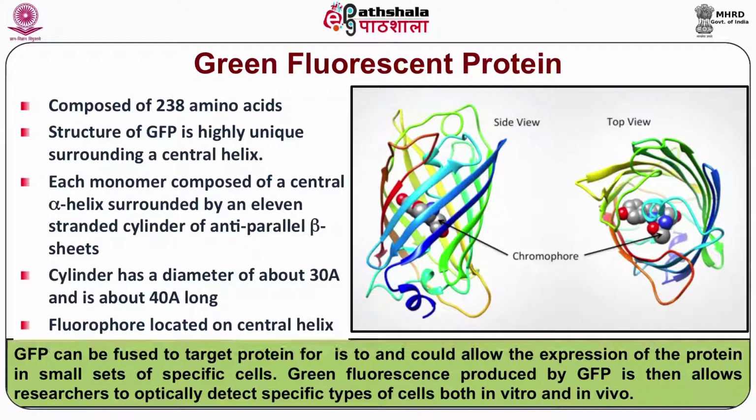Green fluorescent protein can be used to target proteins and allow the expression of protein in a small set of specific cells. The green fluorescence produced by green fluorescent protein then allows the researcher to optically detect a specific type of cells both in vivo and in vitro.